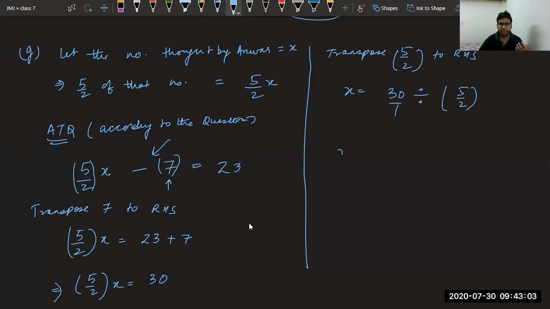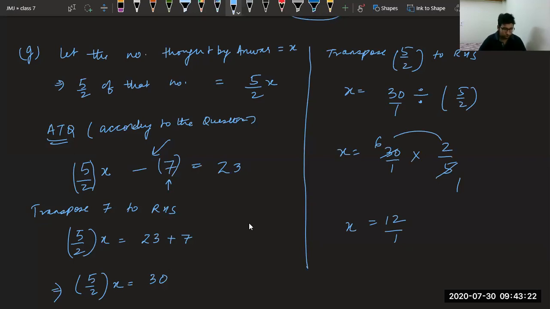So now it's very easy. It becomes 30 upon 1 multiplied with 2 upon 5. 5 ones are 5, 5 sixes are 30, 6 into 2 is 12, 1 into 1 is 1. So the answer is 12 upon 1 or just 12. Very good, Ekta, you are correct.